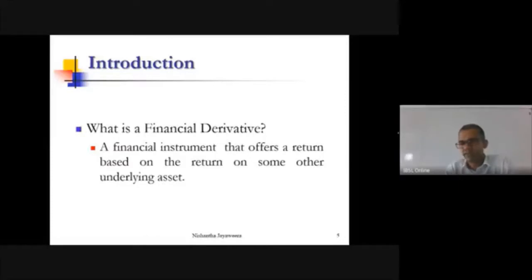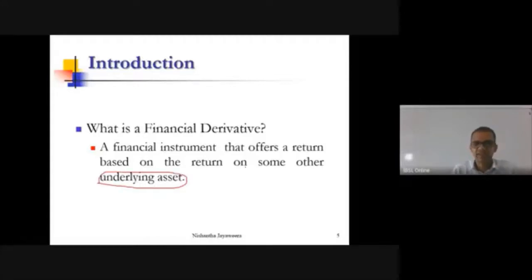What is a derivative? We discuss whether it's good or bad. But what is a derivative? It's again a financial instrument. Derivative is a financial instrument. The return or the value of that instrument will depend on another financial product, or maybe a commodity, or maybe something else as well. But in financial markets, we consider it's only the financial products and commodities. So we call them underlying assets.